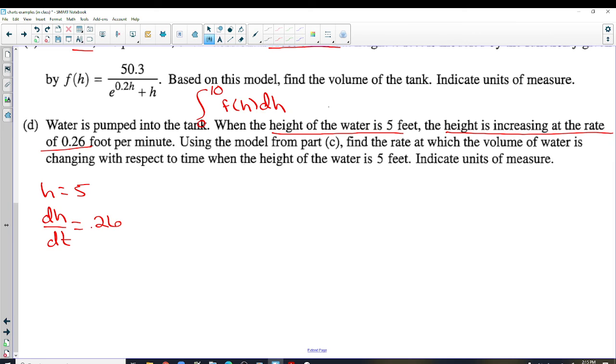All right. Now, use the model from part C. We'll talk about that in a minute. Find the rate at which the volume of the water is changing with respect to time. So what should I write there? dV dt is equal to question mark, right? That's what they're trying to find.